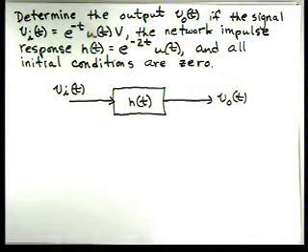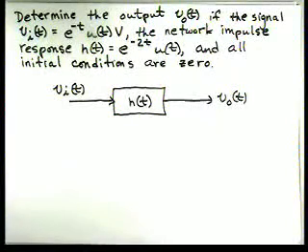Okay, in this problem, we're asked to determine the output V0 of t if the signal Vi of t is equal to e to the minus t u of t volts, and the network impulse response h of t is equal to e to the minus 2t u of t, and all initial conditions are 0.